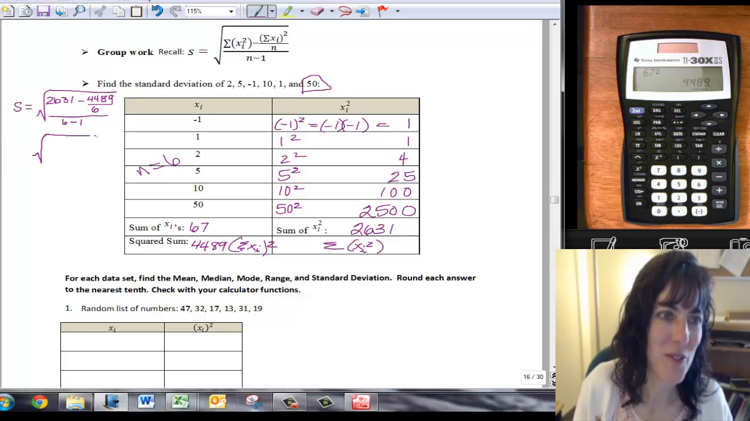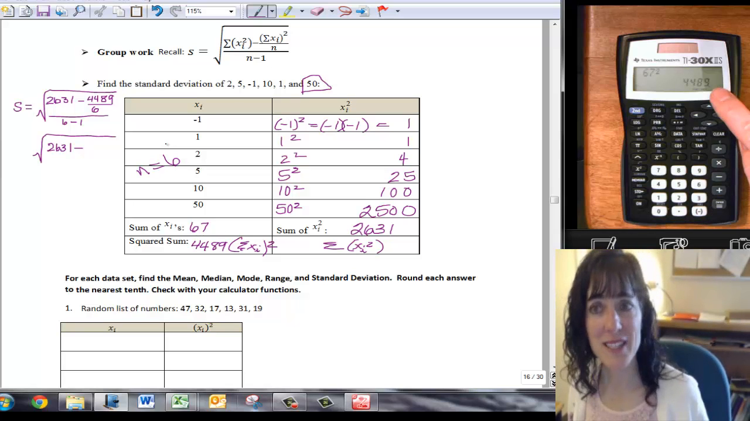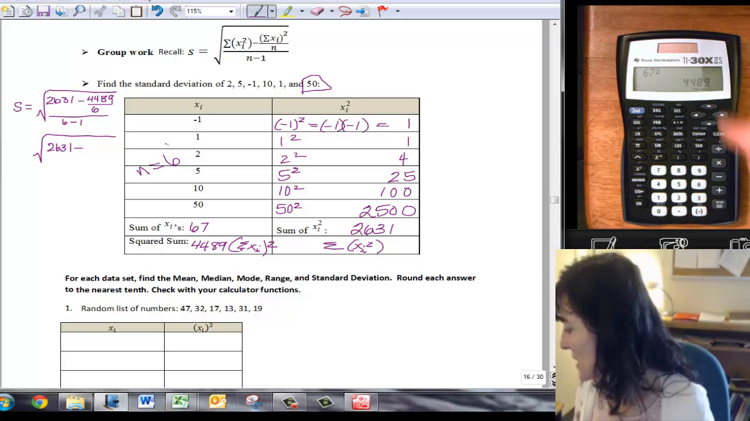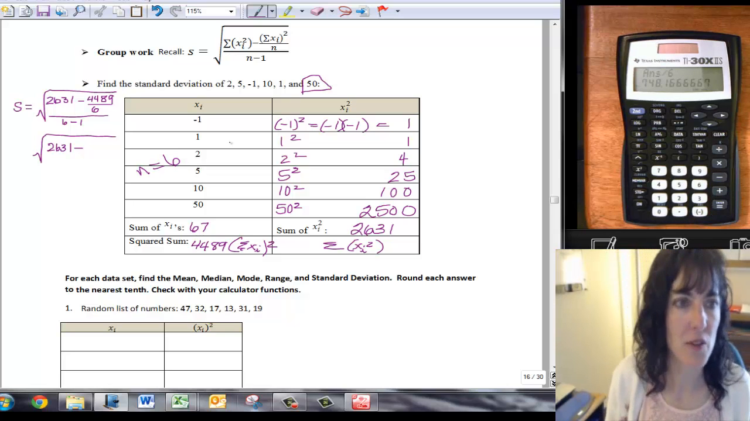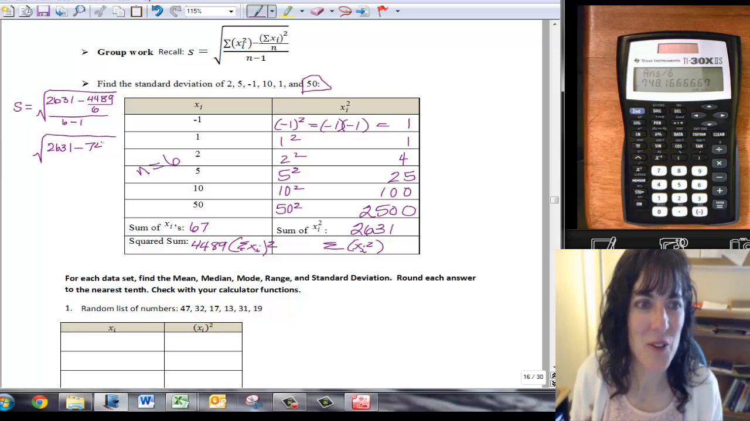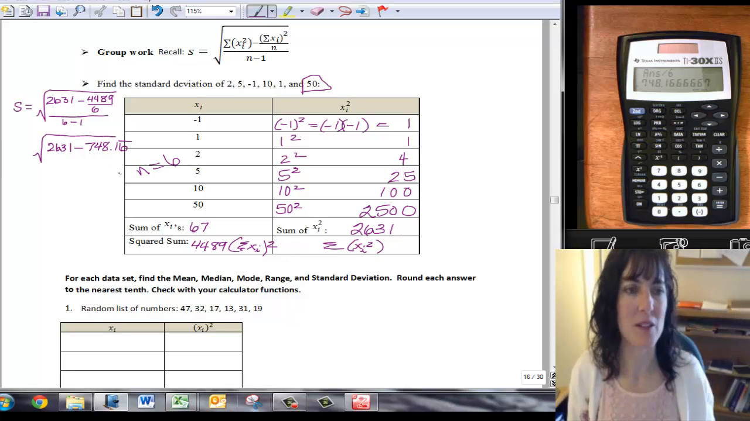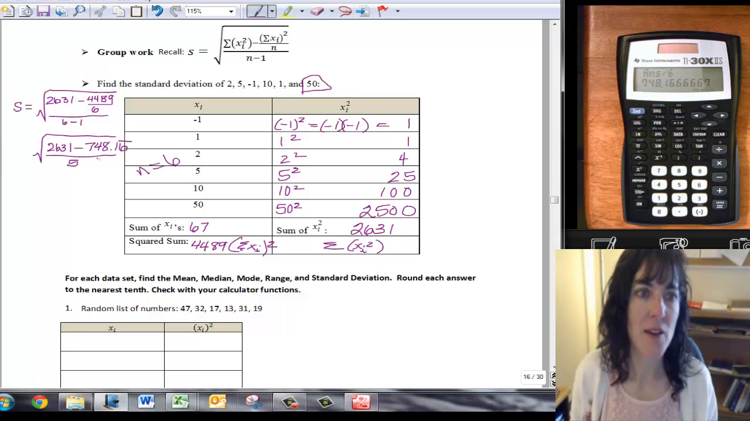And I know I can do that right away, so I'm going to show that one. 2631 minus, type in that 4489, it's already sitting there, that's handy. Divide by 6, so divide by 6 equals, and I get 748, and do you see how the decimals can go on and on? 748.16, and that's actually a 16 repeating on the 6. And we'll put that all over 5.